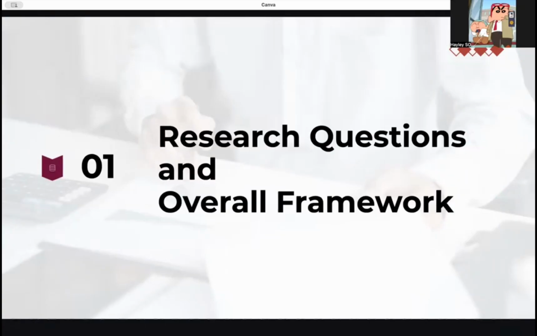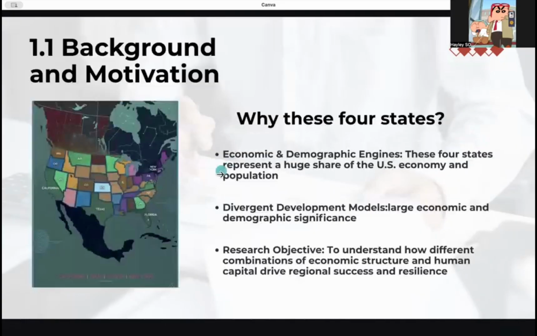Now let's move to part 1. Let me explain why we select these 4 states. California, Texas, Florida, and New York were chosen because they show clear differences in economic scale, labor force structure, and educational attainment. Therefore, they are useful as contrasting cases for comparisons.